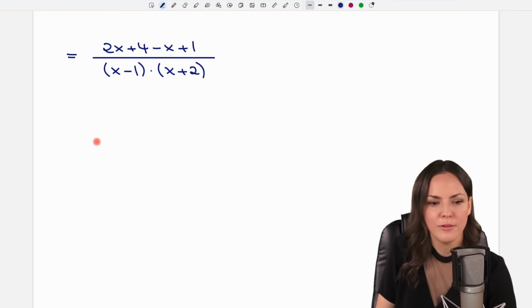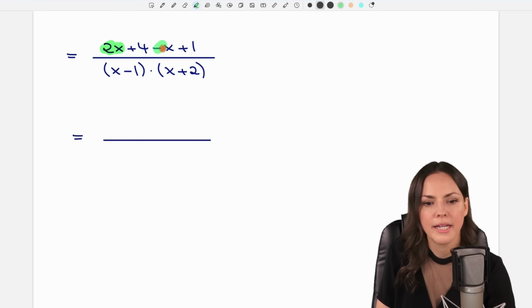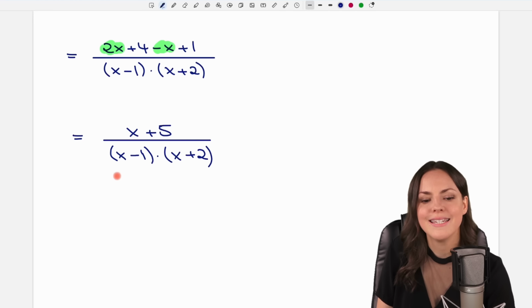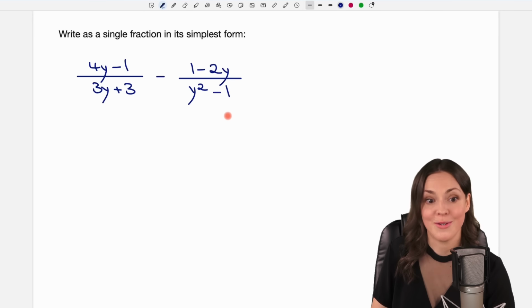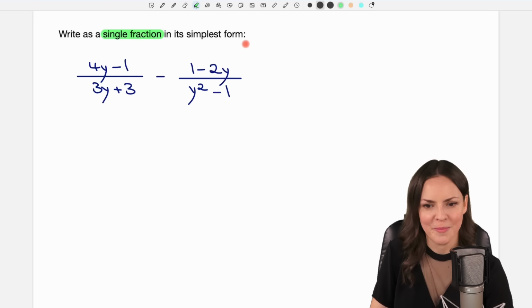Okay, let's simplify it even more. What can we do? We have 2x minus 1x, which is just 1x, and 4 plus 1 equals 5. And this is our denominator, and then we are done with our second example. Number 3. Write as a single fraction in its simplest form.